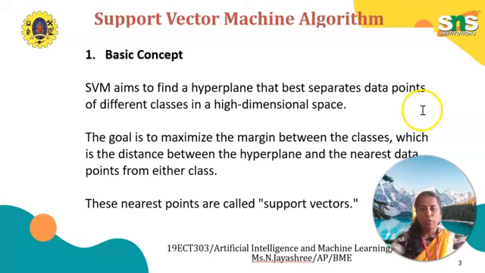So the basic concept is that it is used to find the hyperplane that best separates the data points of different classes in a high dimensional space. The goal is to maximize the margin between the classes, which is the distance between the hyperplane and the nearest data points from either class.